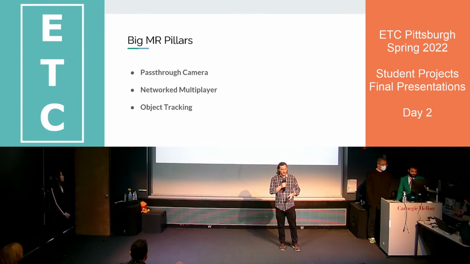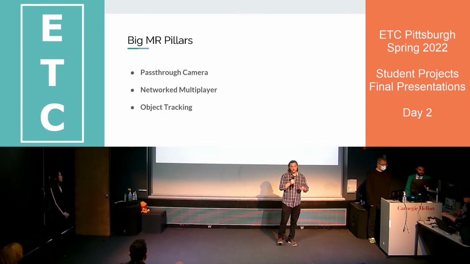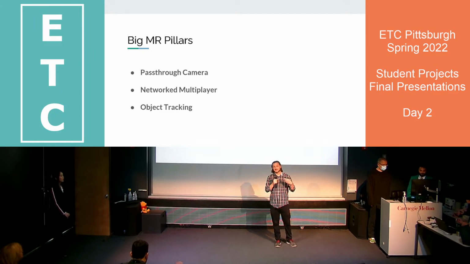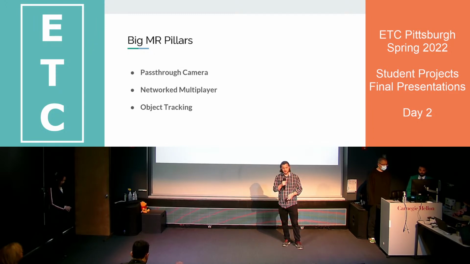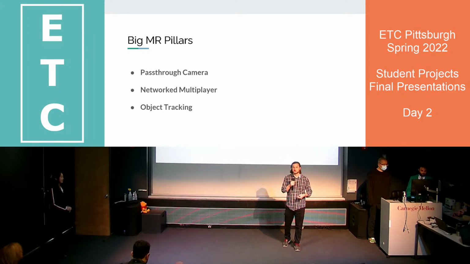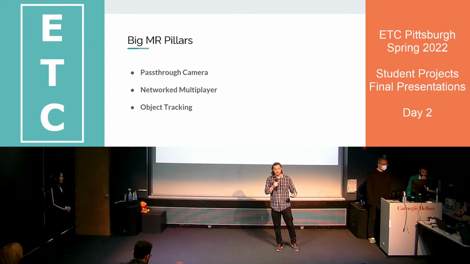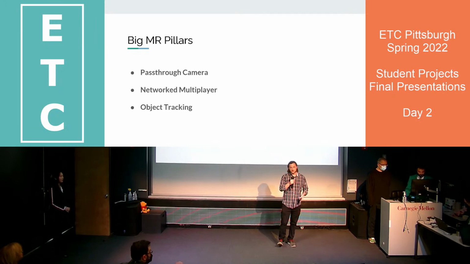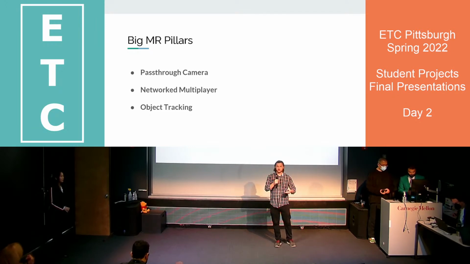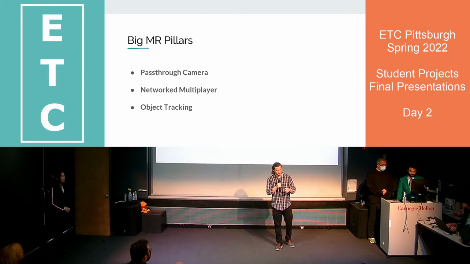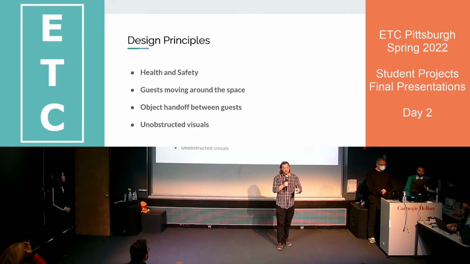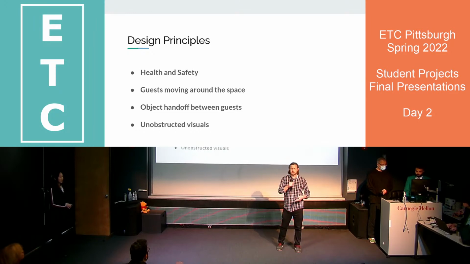The pillars of Big MR: the pass-through camera must be enabled. This is what is allowing us to blur the lines of reality and mix different visuals. A networked local multiplayer, this just encourages and reinforces engagement of a shared experience among the guests. And object tracking would allow us to use alternate controllers, props, or tools that guests could share amongst each other, further reinforcing this engagement.